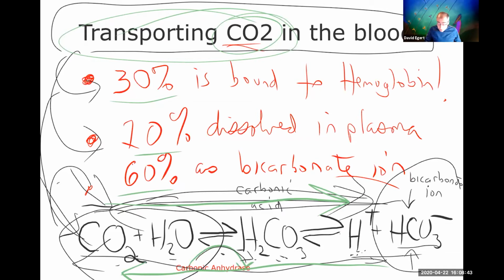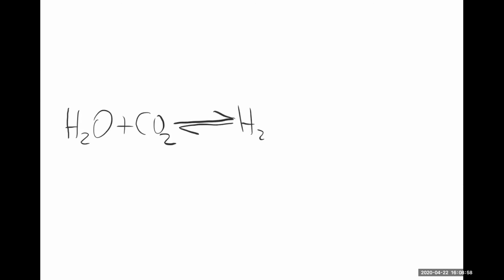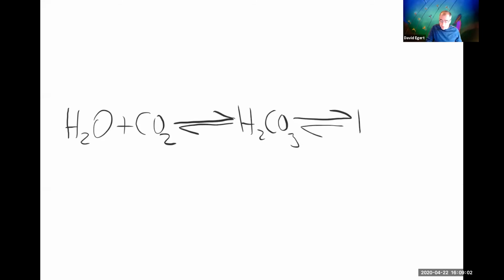This is something that should look familiar already from when we talked about buffering. This is also the main buffer system in your blood, right? I can draw it again: water plus carbon dioxide reversibly becomes carbonic acid, which reversibly dissociates into H plus and bicarbonate ion.